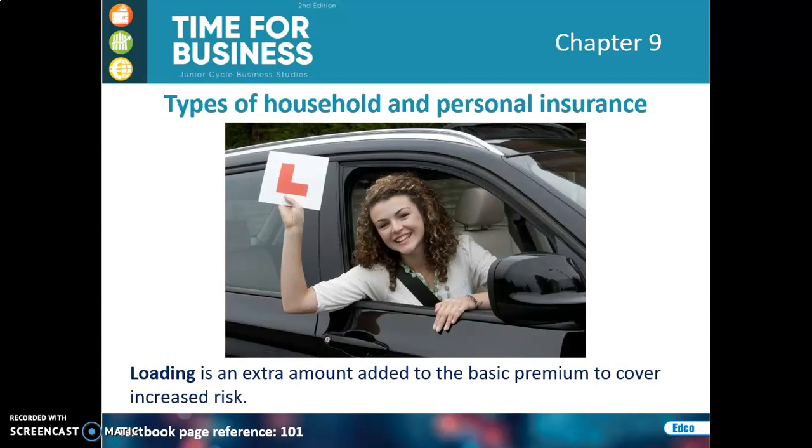A loading is an extra amount added on to the basic premium to cover extra risk. The insurance companies will add on a loading if a driver is on a provisional license, if they haven't passed their test, if they have penalty points, or if they have a driving conviction. Then a loading will be added on, and they'll have to pay much more for their insurance.